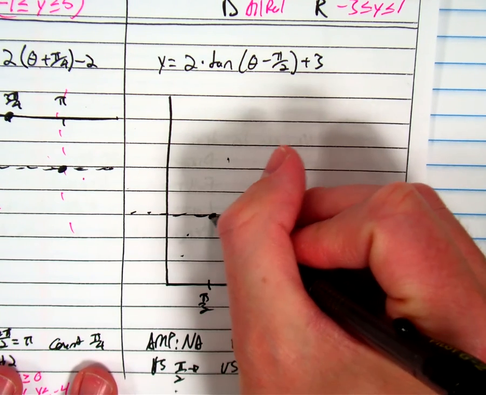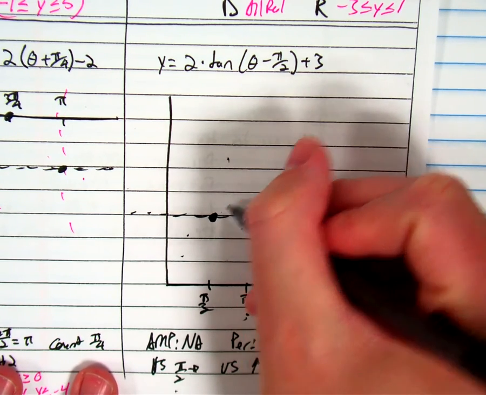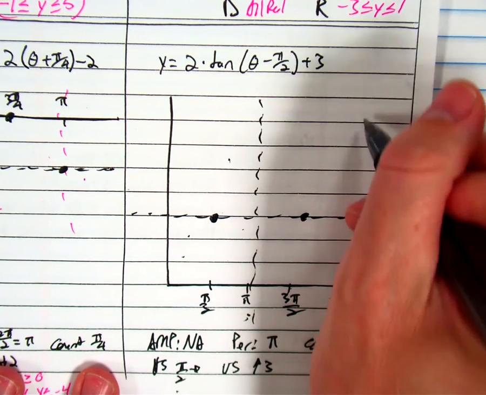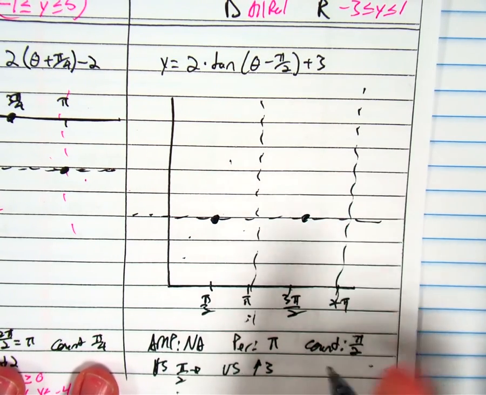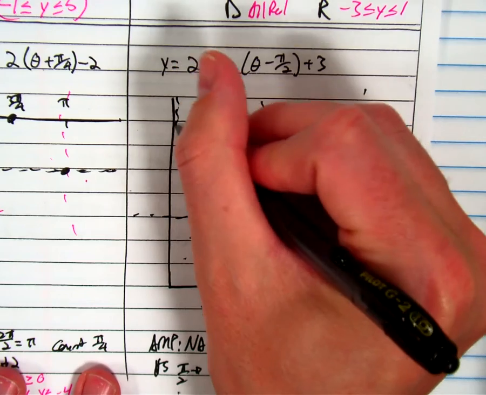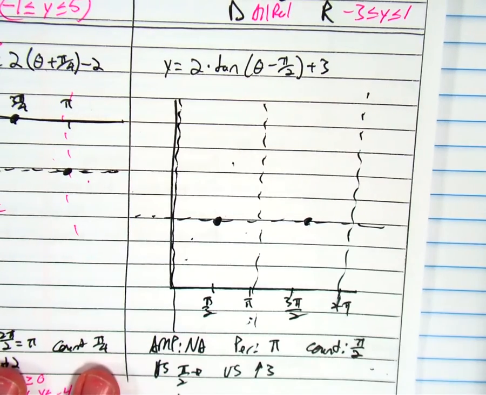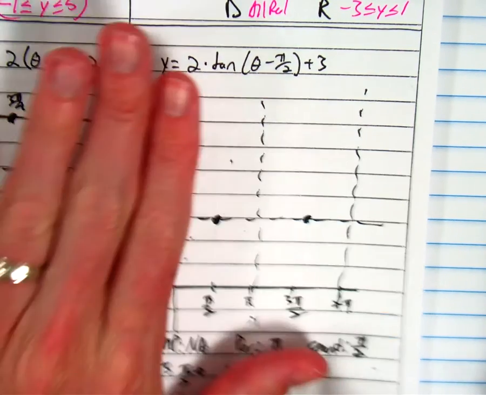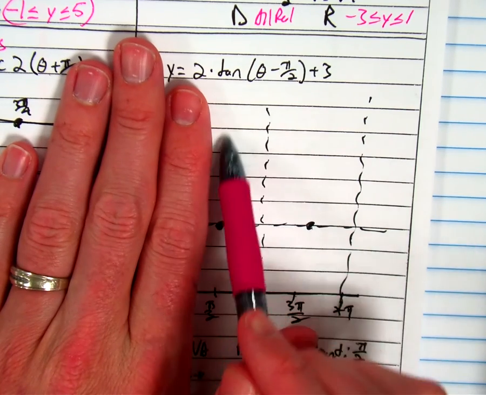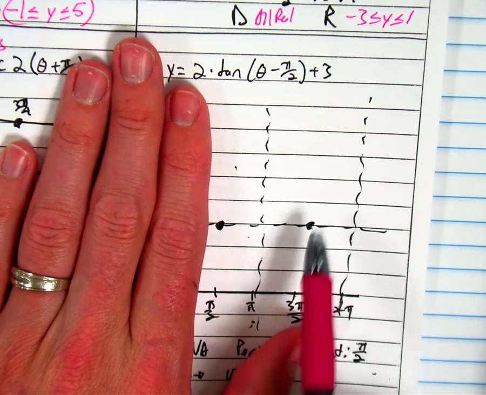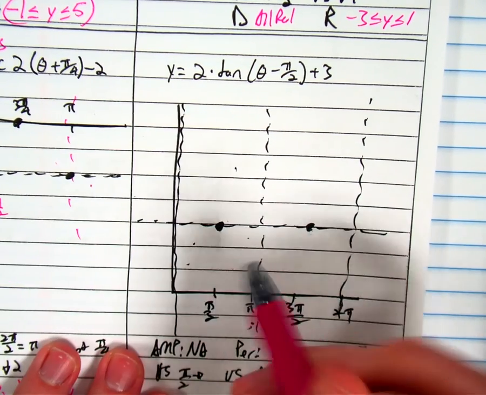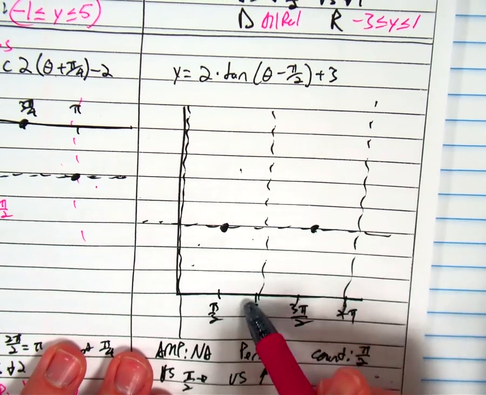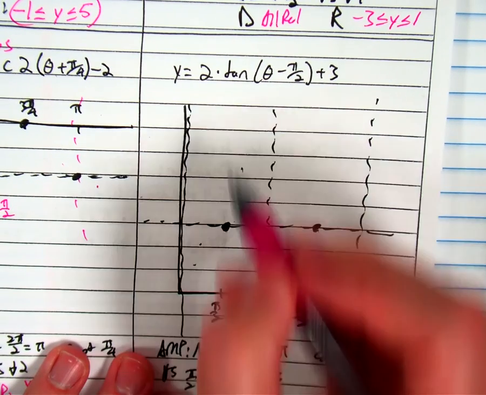Tangent starts with a 0, or on the midline, and then the next spot's an asymptote, and the next spot's on the midline, and the next spot's on an asymptote. Back it up, this one's an asymptote. Okay? Now, for cotangent, it goes the other way. Cotangent starts with an asymptote, 0, asymptote. Tangent goes up and to the right. Cotangent would go down and to the right.